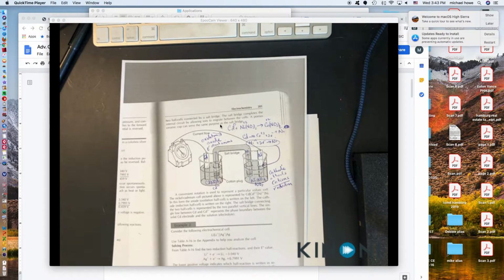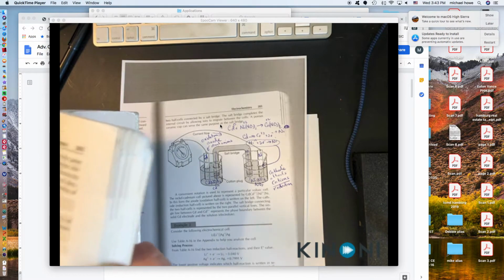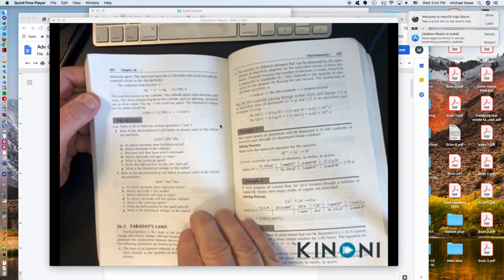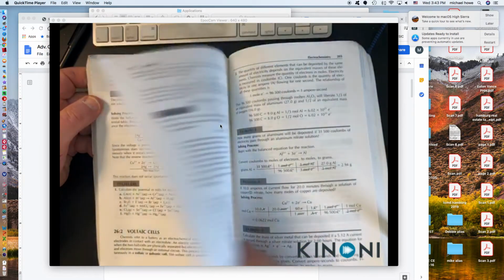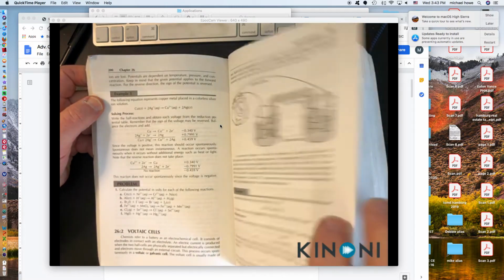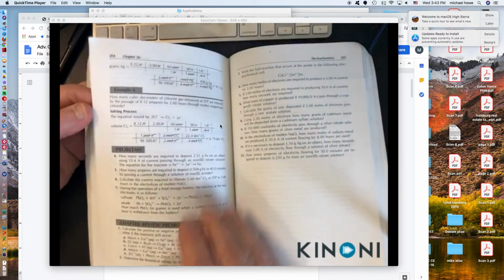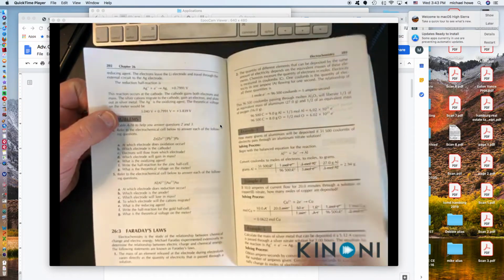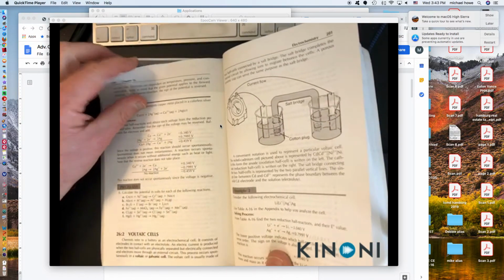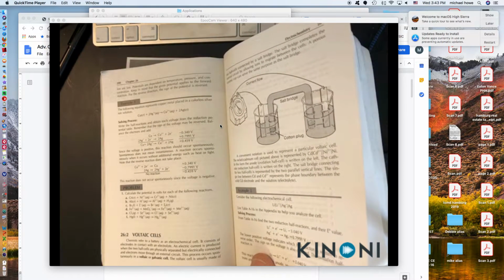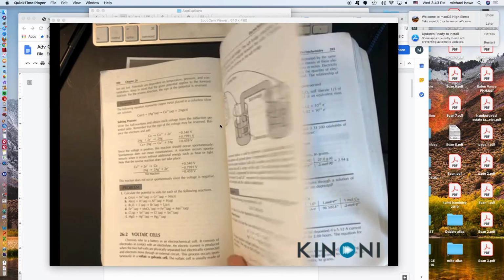That should be enough information for you to figure out questions 2 and 3 on this page. These cells, batteries, are called voltaic cells. They create a voltage. This is the first little movie, section 2 of the chapter. Section 1, I'm not going to go over, you can read it.